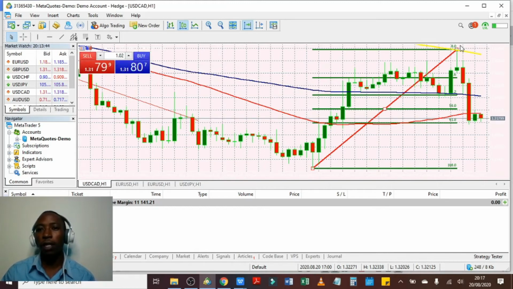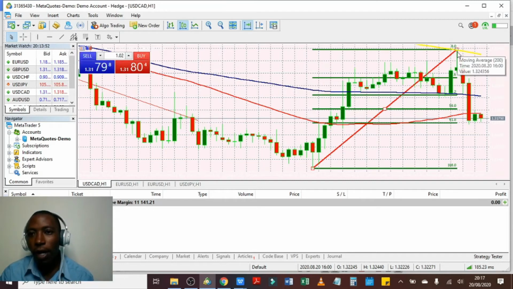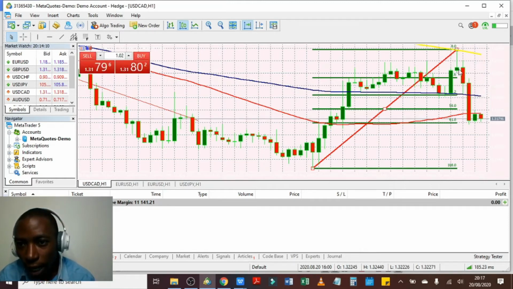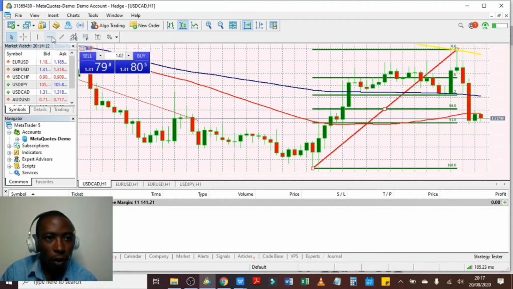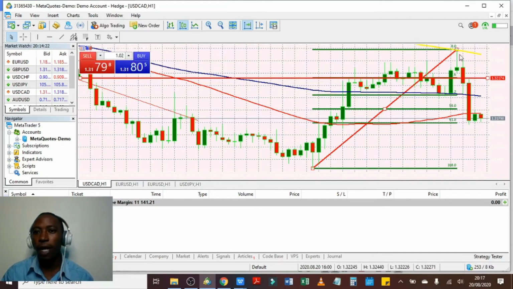And if you want to really prove that this tool works, you can see the moment the price hit this level, that is the 0.0 Fibonacci retracement level, it retraced all the way to around the 23.6 level. Let me draw a horizontal line to complete this at the 23.6 level. And then from there, the second candle broke the 23.6 level.